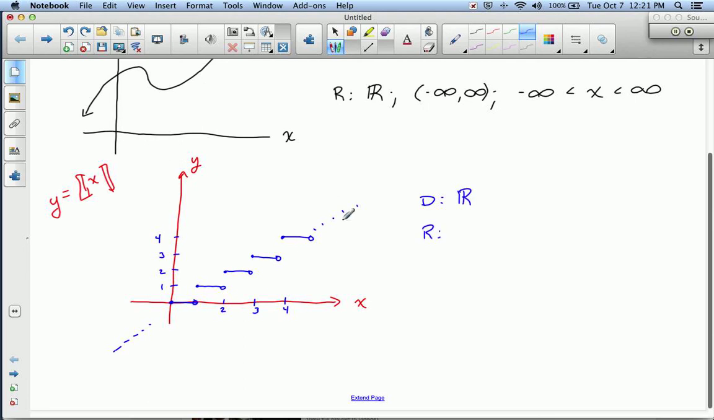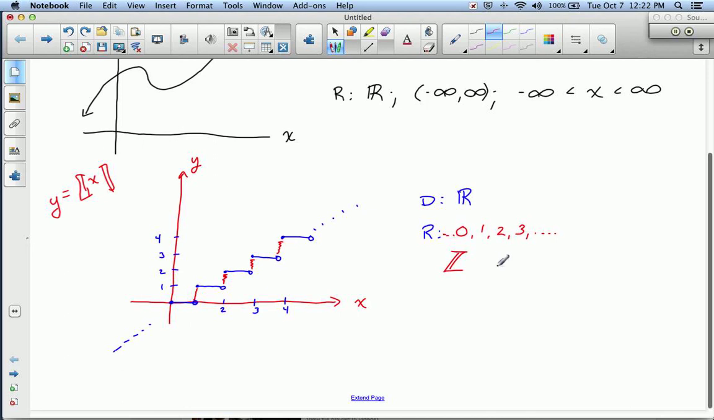But now my range, you notice with my range, I have all these gaps in here, right? There's nothing in there. There is nothing in here. There's nothing in here, right? So I'm missing all the values between 2 and 3, between 1 and 2, between 0 and 1, everything between 3 and 4. So my range is simply 0, 1, 2, 3, dot, dot, dot, and that, of course, is in both directions. Okay, so you can say that's your set of integers.